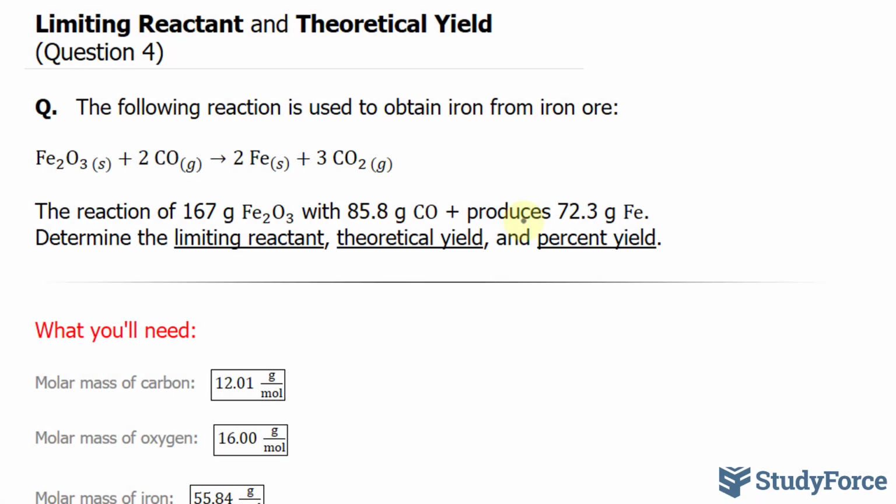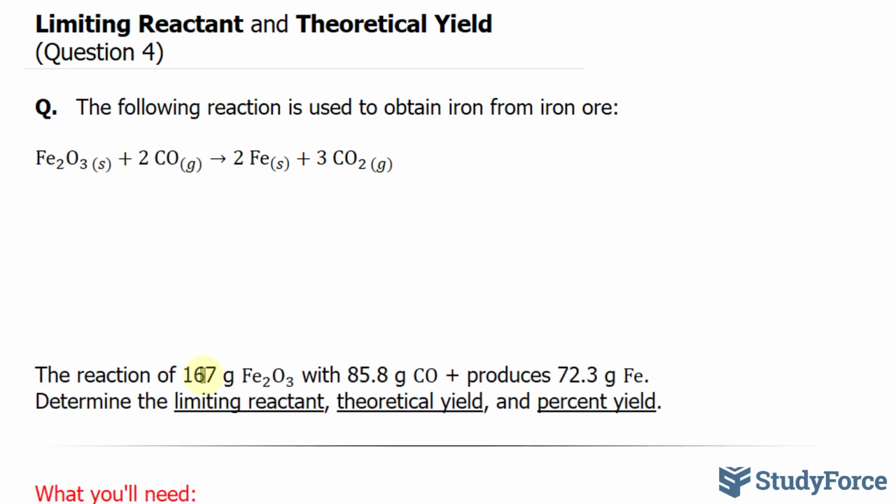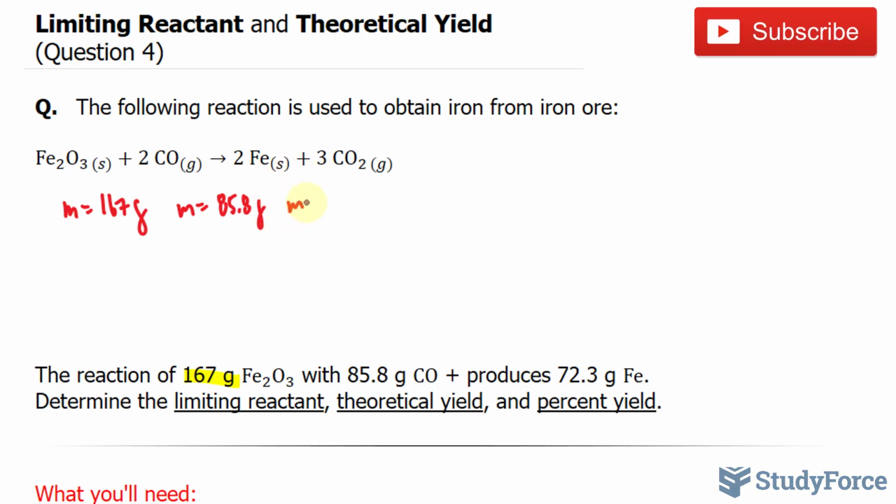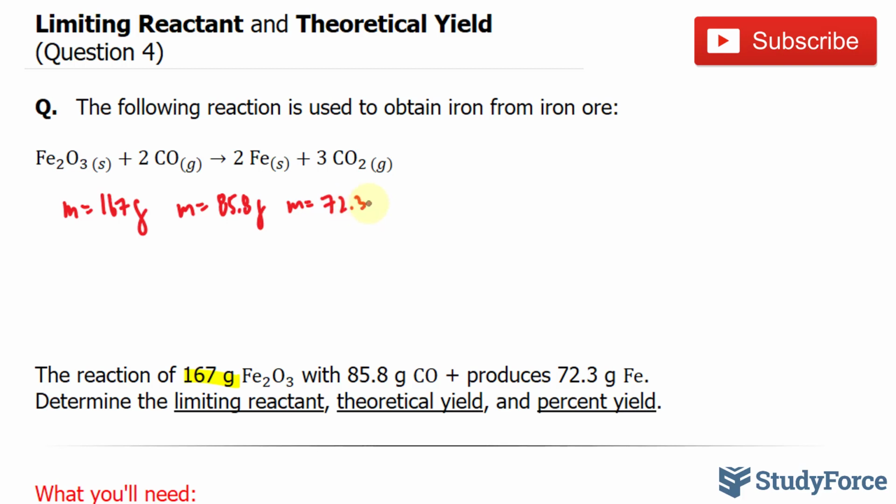Starting with the limiting reactant, what I want to do is write down all the information that they've given me underneath this balanced chemical reaction. So we're told that 167 grams is produced of ferric oxide, so I'll write that underneath, 85.8 underneath here, and 72.3 right here. Let's go ahead and do that. We have the mass of ferric oxide, the mass of carbon monoxide, which is 85.8 grams, and the mass of iron, pure iron, is 72.3 grams.